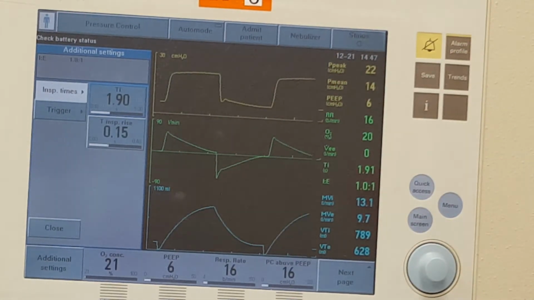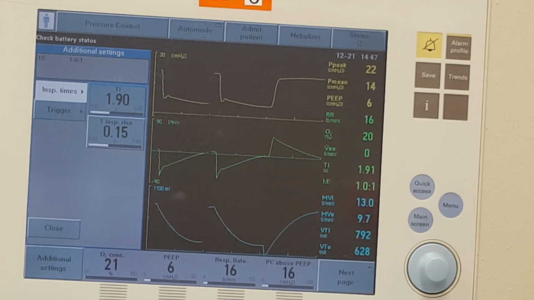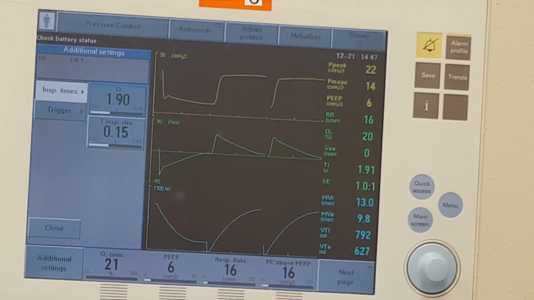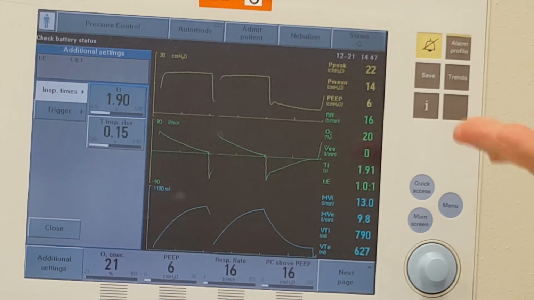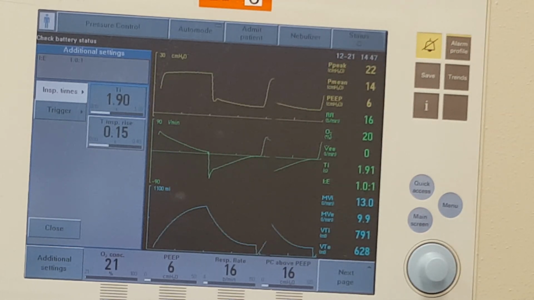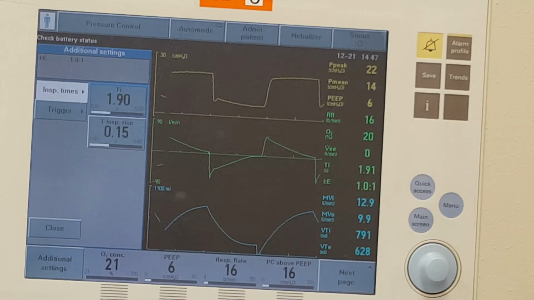What we should be getting when we breathe out, we should breathe out until the pressure in our lungs equals the pressure in the circuit, or in our case at atmospheric pressure. So we should have no flow because everything's equal.